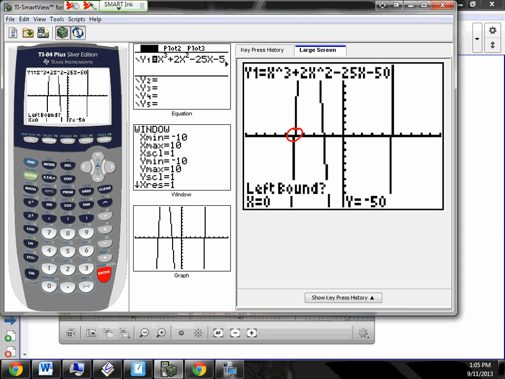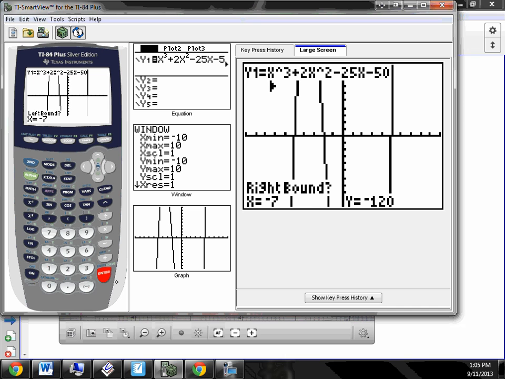Well, negative 5 looks like it's the answer, so I need something to the left of negative 5. Negative 6 would work, or negative 7, or negative 8, all the way out to negative 10. So negative 10, or well, no, I don't want negative 10. So I'll do negative 7.